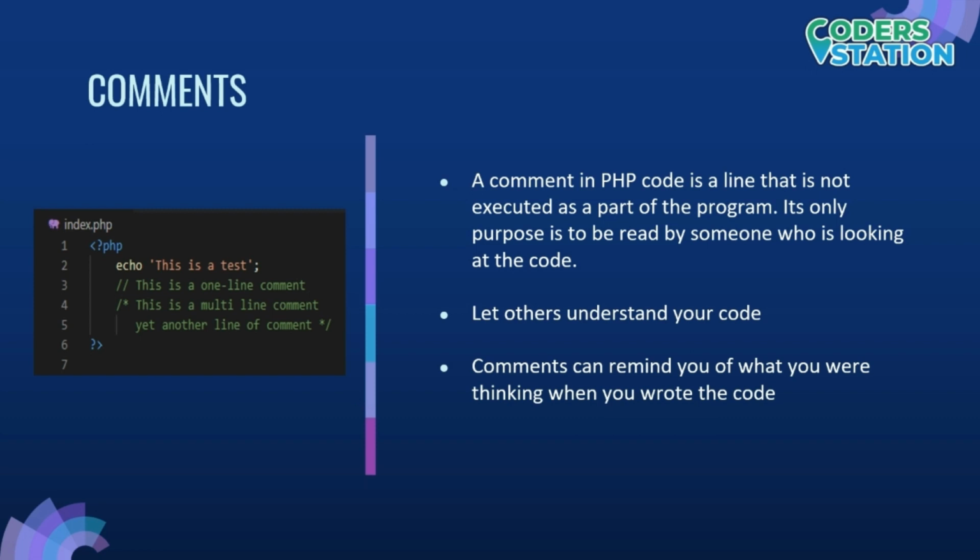Here in this example, you can see two slashes are used for a single line comment, and a slash and an asterisk to begin a multi-line comment, and again an asterisk and a slash to close a multi-line comment.